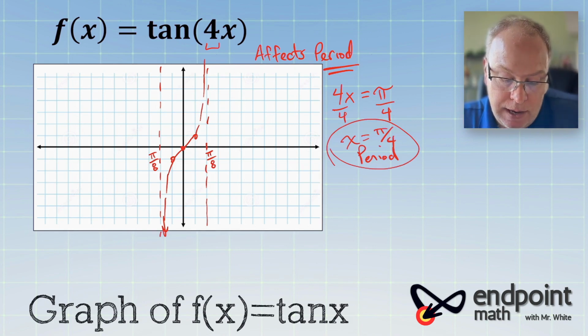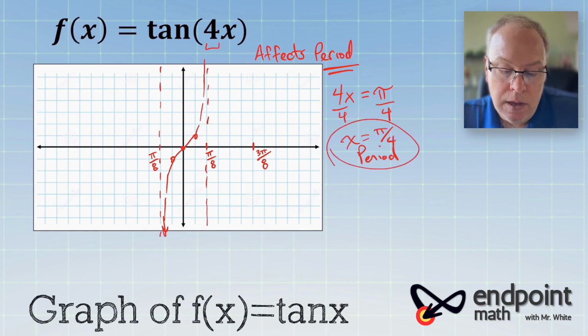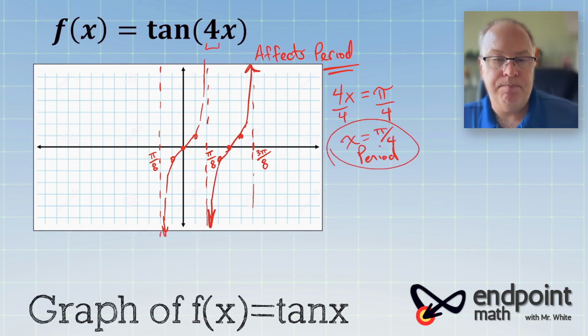All right, so then we can go another pi over 4. So I got to go 4 blocks, of course. All right, this would be 3 pi over 8. That's another quarter. 2/8 is a quarter. And we draw an asymptote here. And I've got boom, boom, boom. And there's my graph. Easy peasy, right? All right, so there's tangent, and that one's been compressed by a factor of 4.